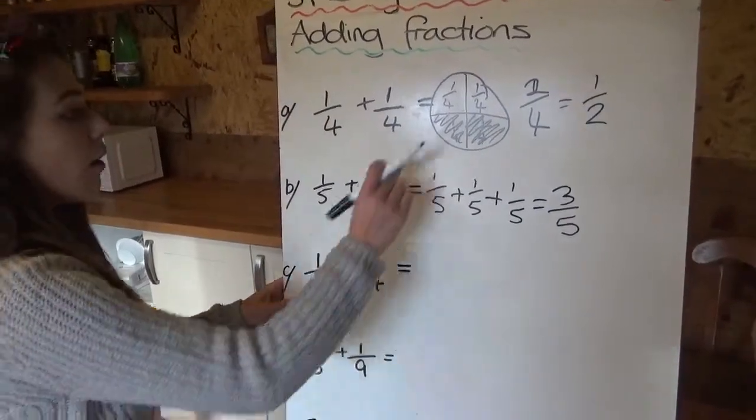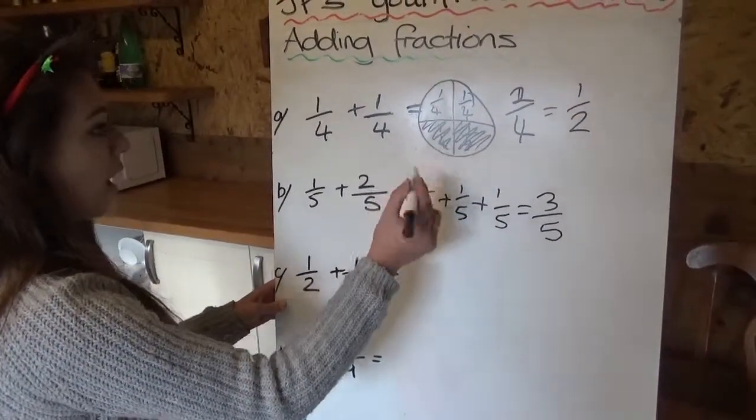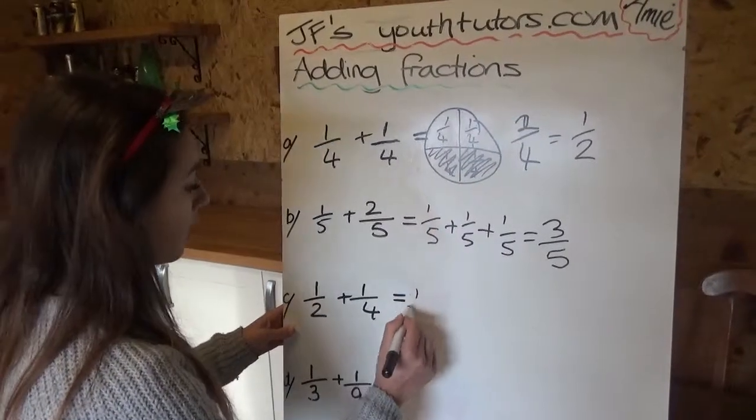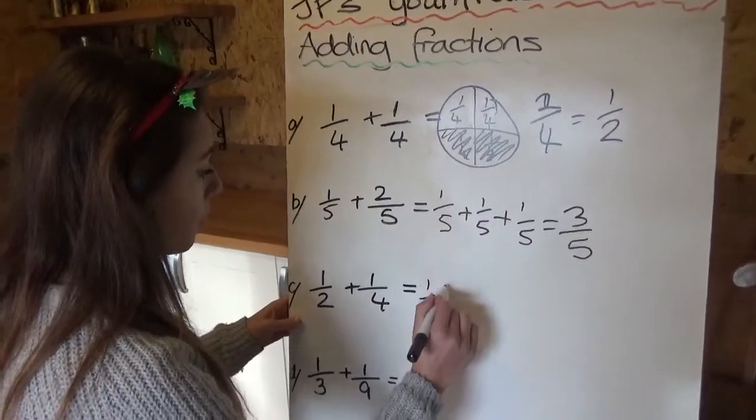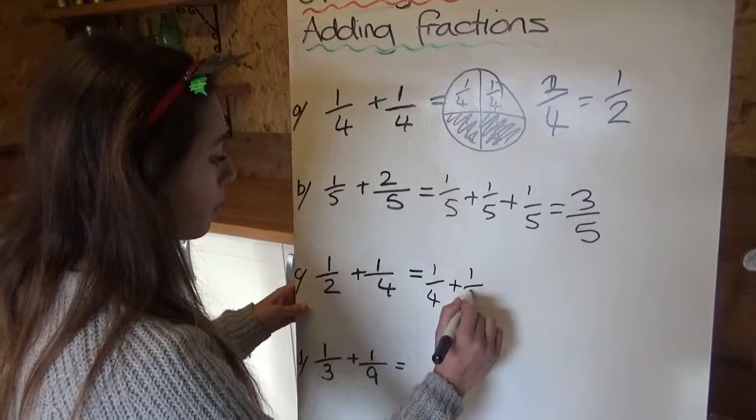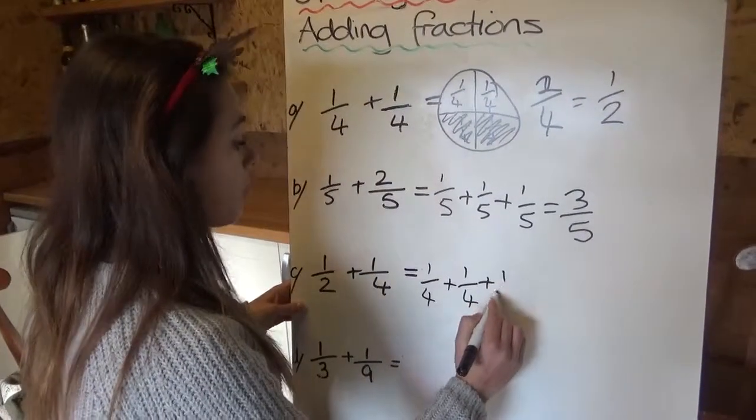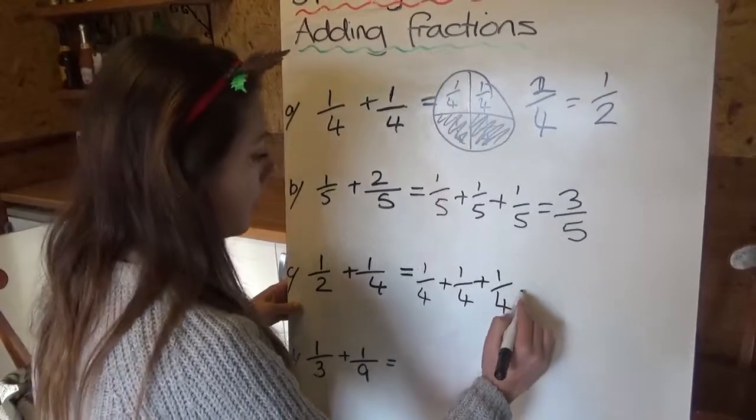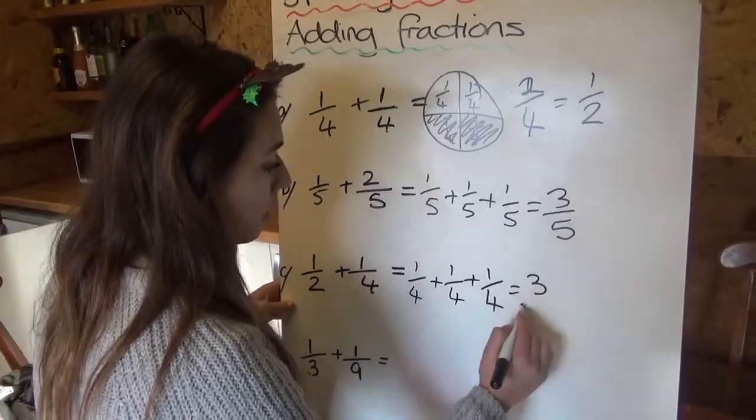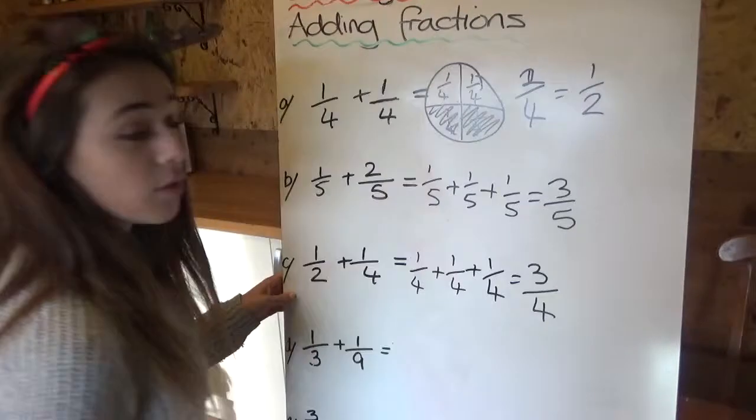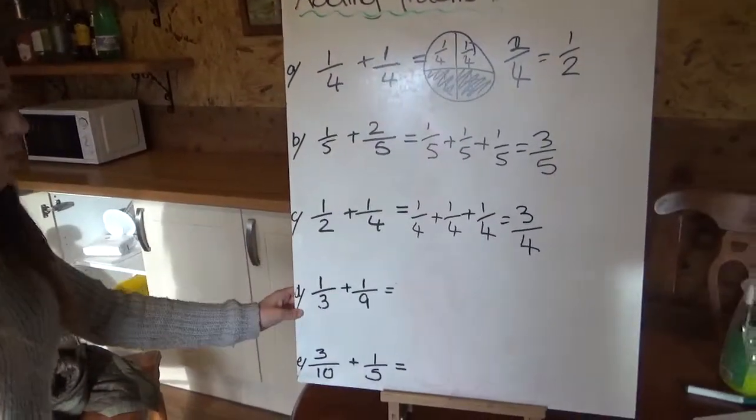Right, so moving on to question C, we have 1/2 plus a quarter. And we know that from the first question over here, 1/2 is just 2 quarters. So we have 1 quarter plus 1 quarter, so that makes the half. And then we have another quarter to equal 3 quarters. Perfect.